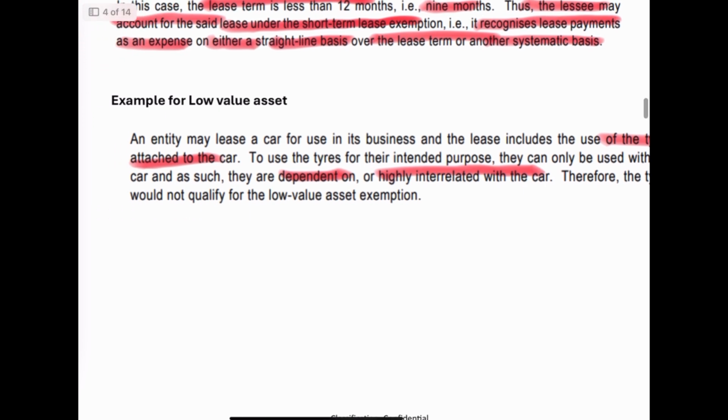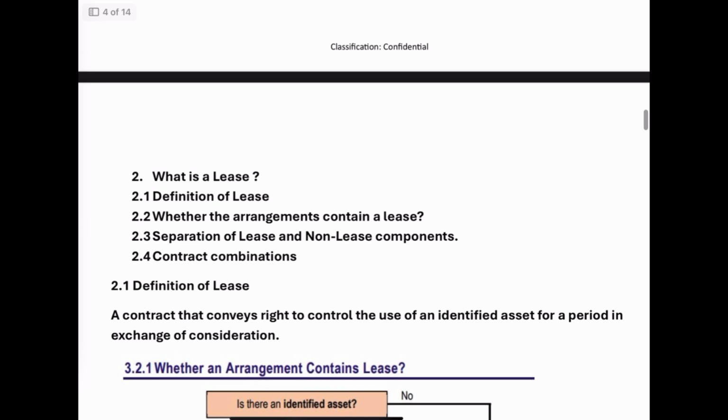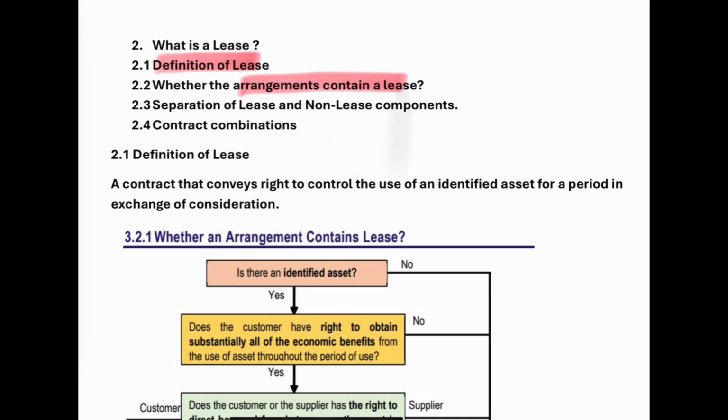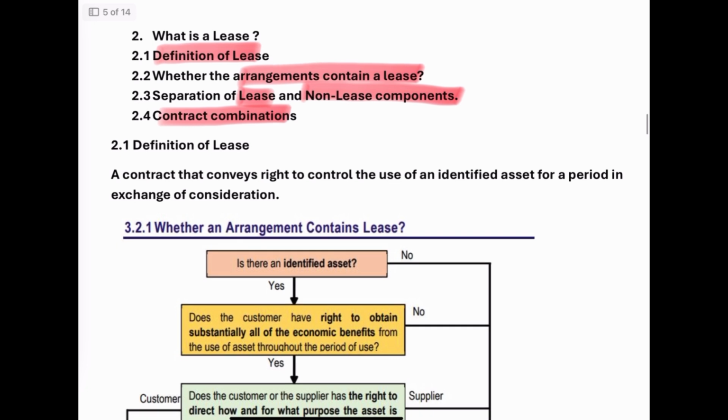Okay, so let's move on. So now I'm going into the second chapter. In this chapter we'll see what is lease, and here we'll see the definition of lease, whether the arrangement contains a lease, and separation of lease and non-lease components, and when a contract needs to be combined, contract combinations. We'll also go through a few examples under each of the sub chapters here.